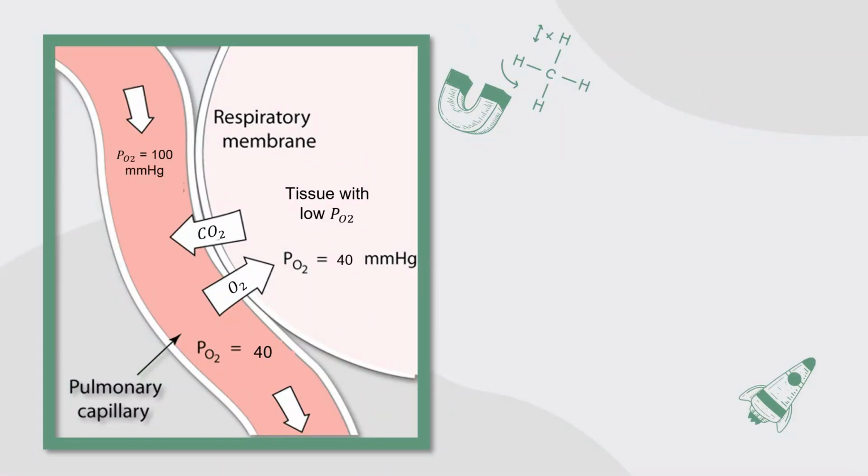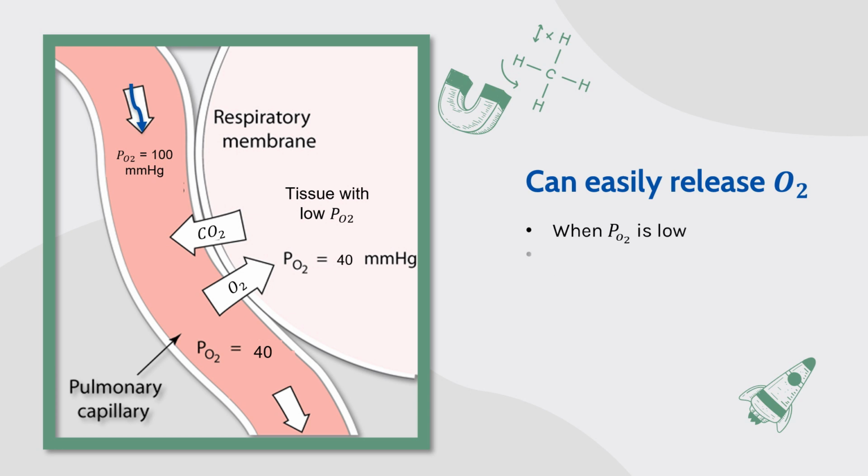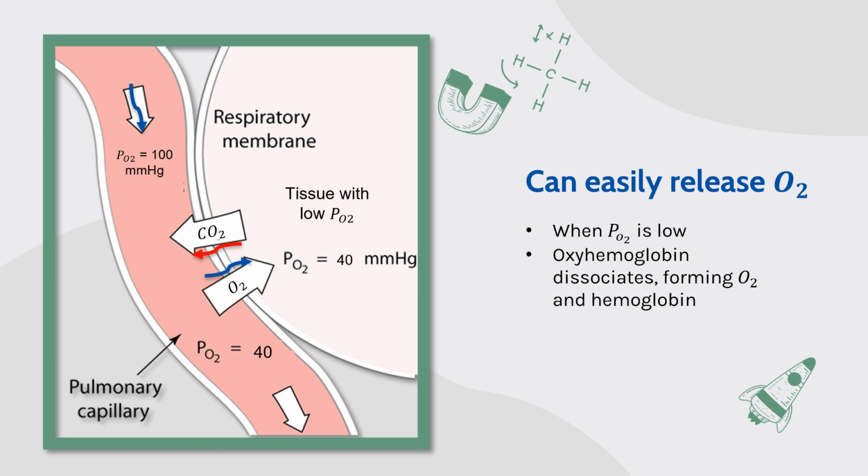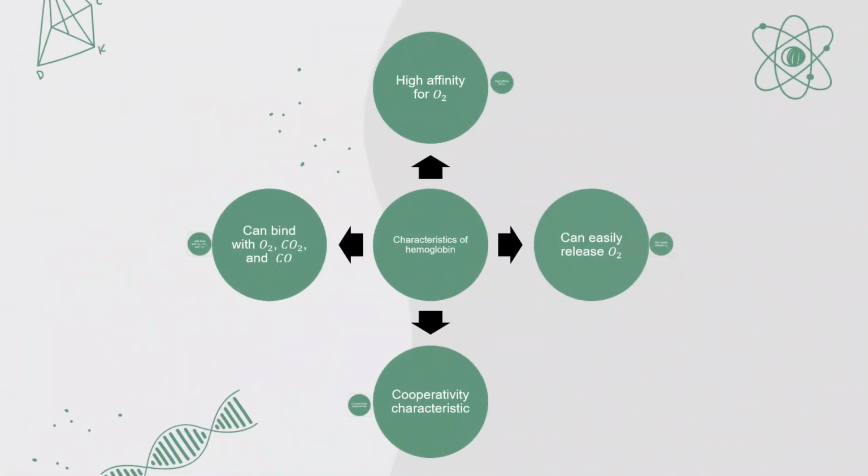Now, we move on to the next characteristic, which is hemoglobin can easily release O2. It will occur when partial pressure of O2 is low. Oxyhemoglobin will dissociate, forming O2 and hemoglobin. For example, it will occur at tissues undergoing respiration.